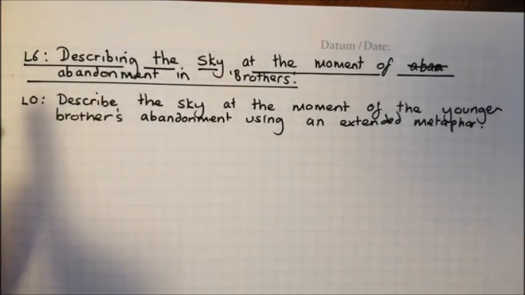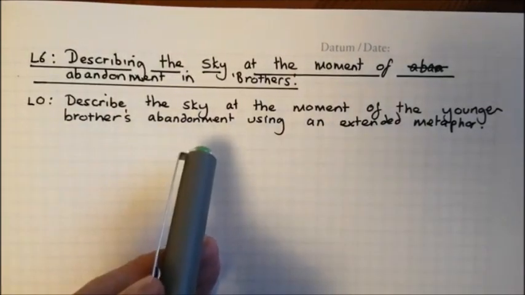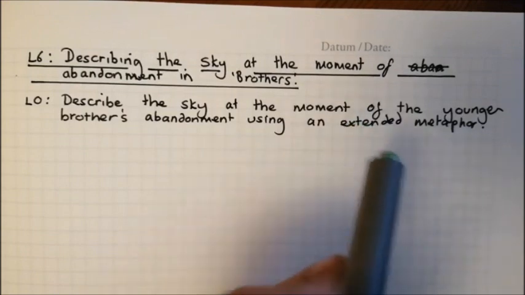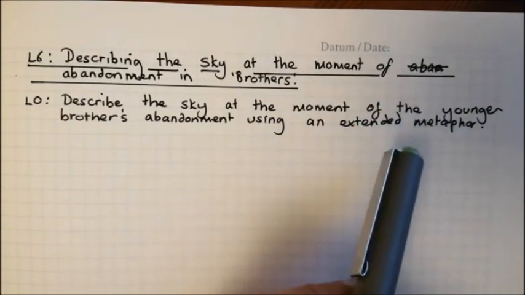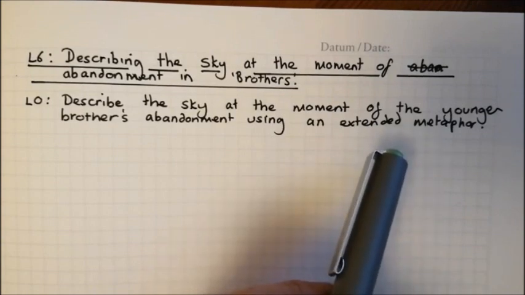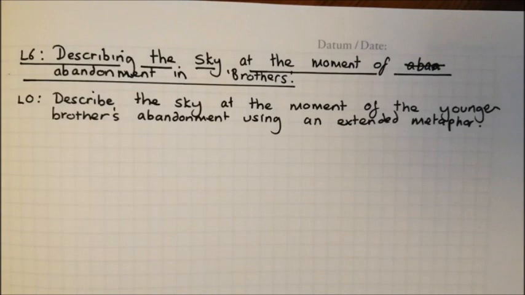But we're going to be doing it today from the point of view of the younger brother. Your learning objective is to describe the sky at the moment of the younger brother's abandonment using an extended metaphor. So this is the key thing that's going to develop your work and make it interesting and engaging and also really emotional, that use of that extended metaphor. So get that down, make sure your page looks beautiful, make sure it looks neat. If you need to pause, do.